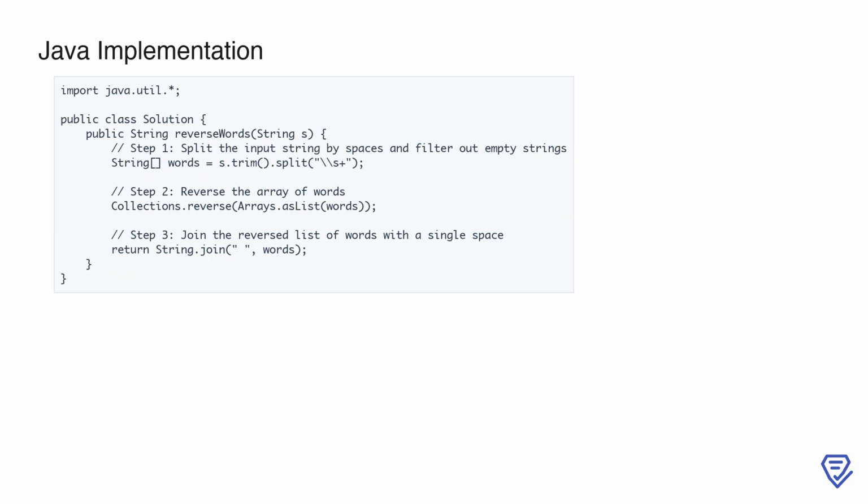This is the Java implementation of LeetCode problem number 151, reverse words in a string. The logic mirrors the Python solution, where the input string is first split into words while ignoring extra spaces. The words are then reversed using Java's Collections.reverse method on a list view of the array. Finally, the words are joined back into a single string using String.join. Unlike Python, Java requires explicit type declarations and uses utility methods from java.util for operations like reversing and joining collections.